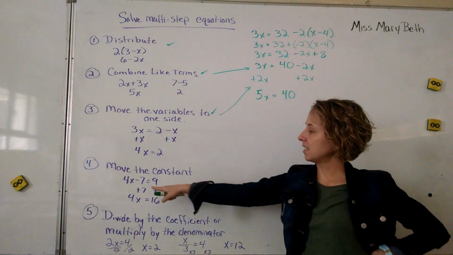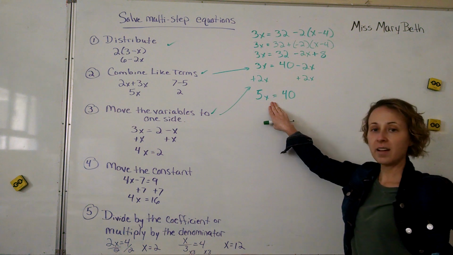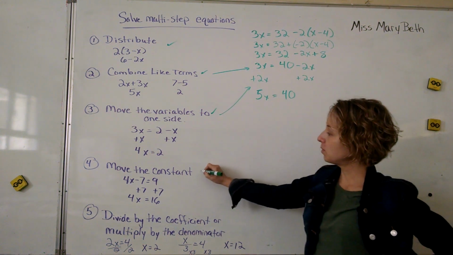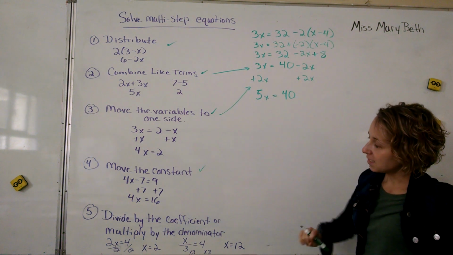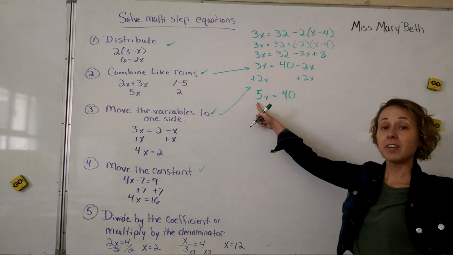Now, move the constant. If it's plus or minus a number, I need to move that. Do I have a constant? Nope, that's okay. Sometimes we don't have every step. That's not a problem. Last step, divide by the coefficient or multiply by the denominator. I have a coefficient today.